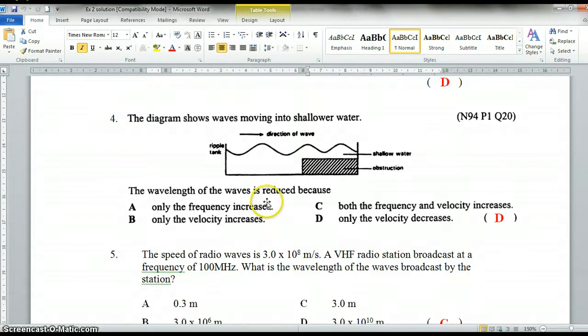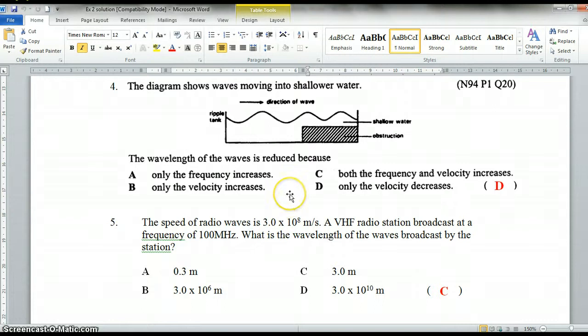Let's move on. Question 4. The diagram shows waves traveling into shallower water. The wavelength is reduced, frequency not affected. So A and C are immediately out. How is velocity related to the wavelength? Both must be reduced. When you move into shallow water, wavelength reduces, velocity will also decrease. Answer D. If water moves to deeper water, wavelength will increase, and at the same time velocity will also increase. They move in the same direction. One increases, the other increases. One decreases, the other decreases.